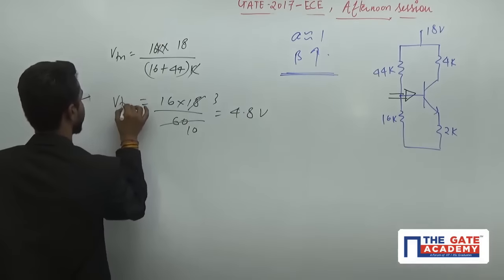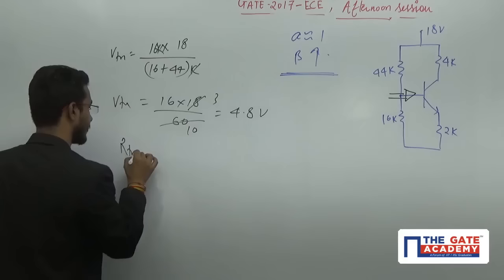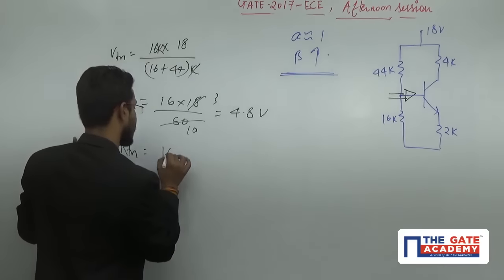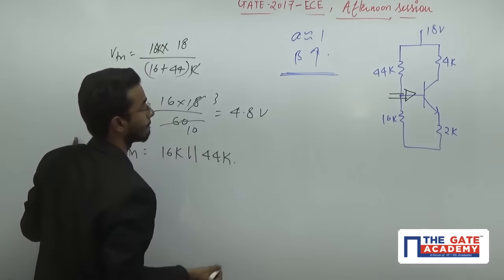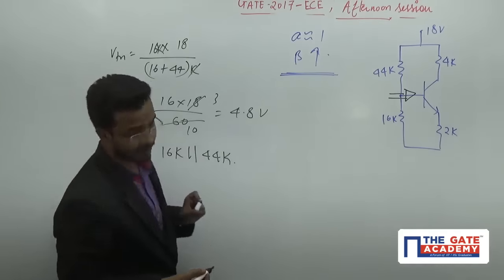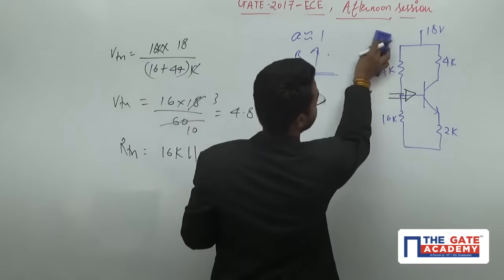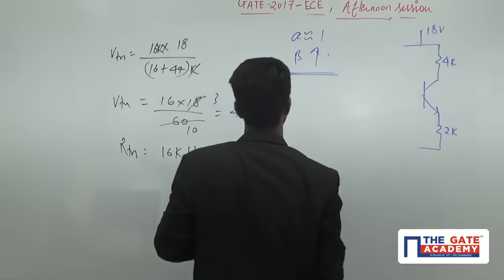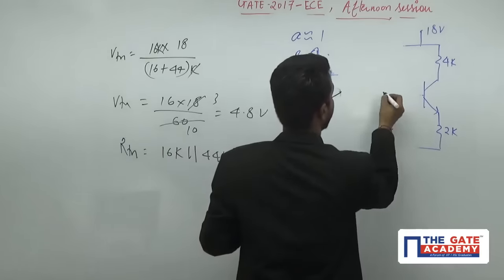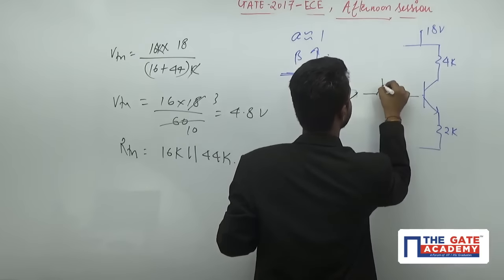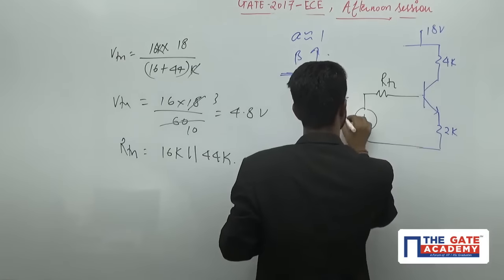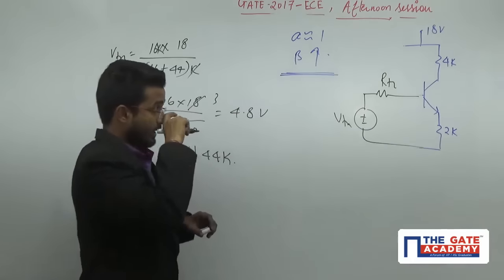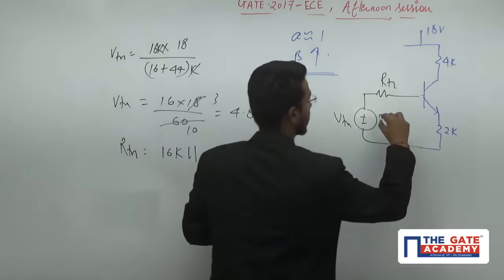You will get VTH. The value of RTH will be 16K parallel with 44K. That means your modified circuit will look like this. This is the RTH and this is the value of VTH. Now just apply the KVL on this side.